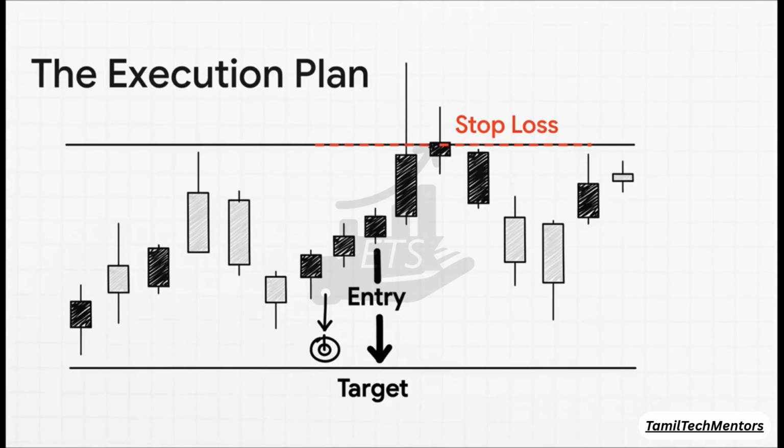So here's the game plan. Your entry needs to be aggressive. You get in the moment that trap candle closes. Your stop loss, it's super tight and makes perfect sense. You place it just beyond the end of that trap wick. I mean, if the price goes back there, your whole idea is wrong anyway, so you're out with a small loss. And your target, you're aiming for the other side of the range, the next big pool of liquidity.